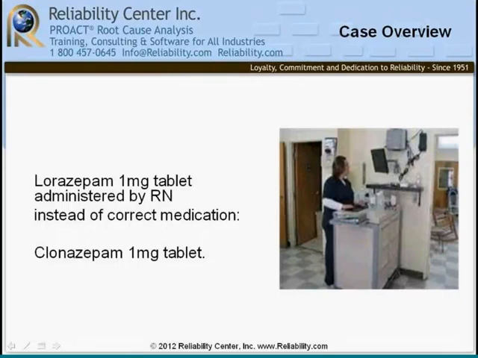The summary of the case overview will be about Lorazepam 1 milligram tablet being administered by the RN instead of the correct medication, which was Clonazepam 1 milligram tablet.